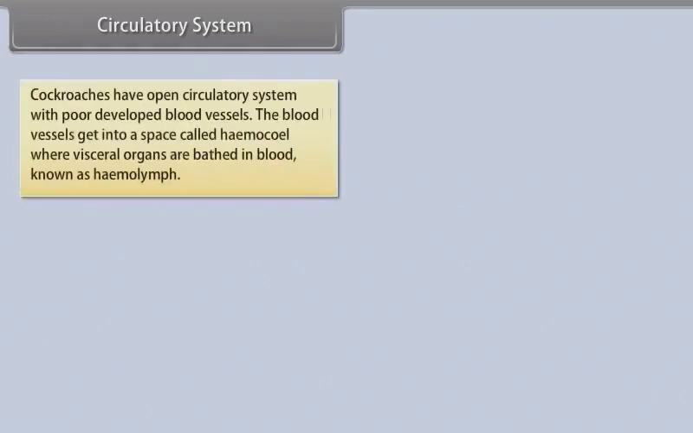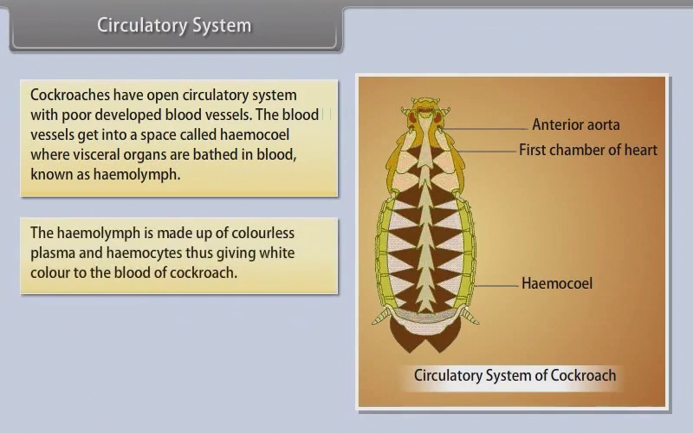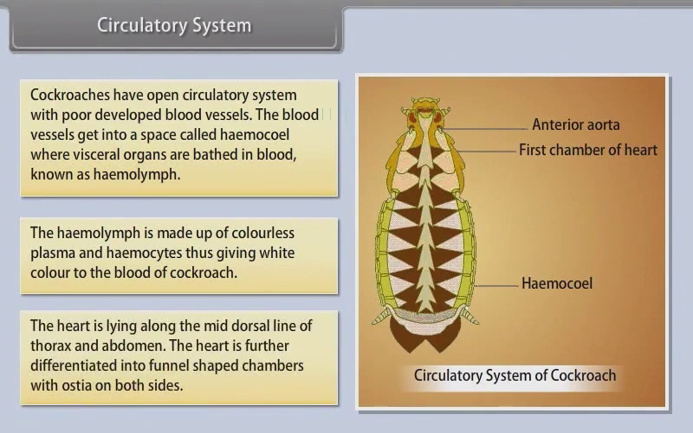Circulatory system. Cockroaches have an open circulatory system with poorly developed blood vessels. The blood vessels open into a space called the hemocoel, where visceral organs are bathed in blood, known as hemolymph. The hemolymph is made up of colorless plasma and hemocytes, thus giving the white color to the blood of the cockroach. The heart lies along the mid-dorsal line of the thorax and abdomen. The heart is further differentiated into funnel-shaped chambers with ostia on both sides.